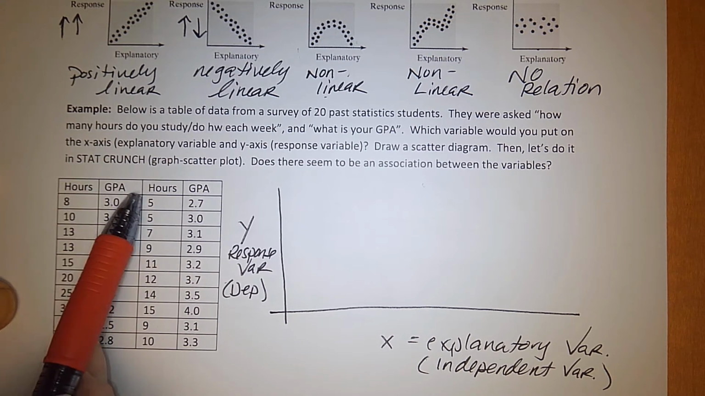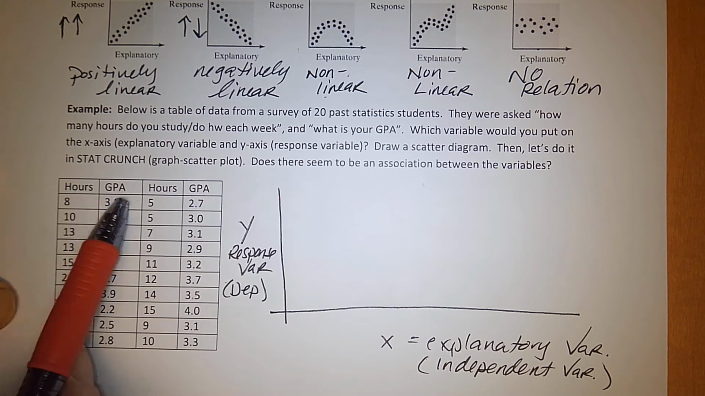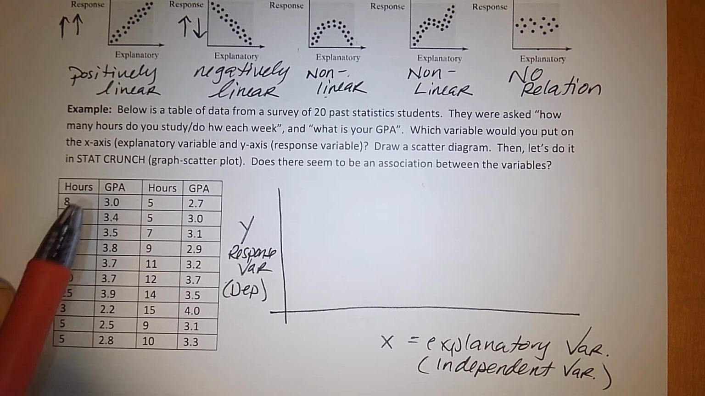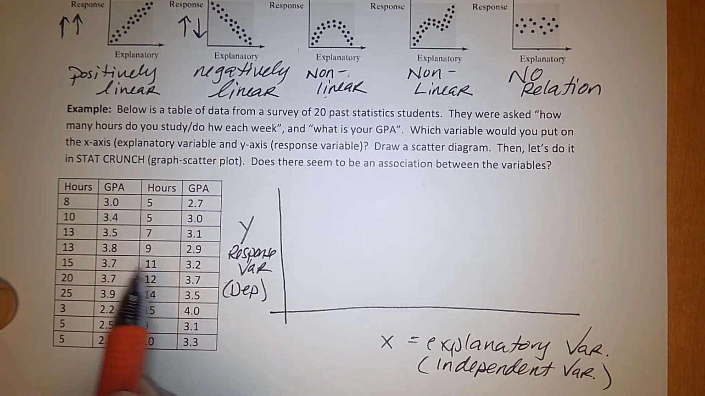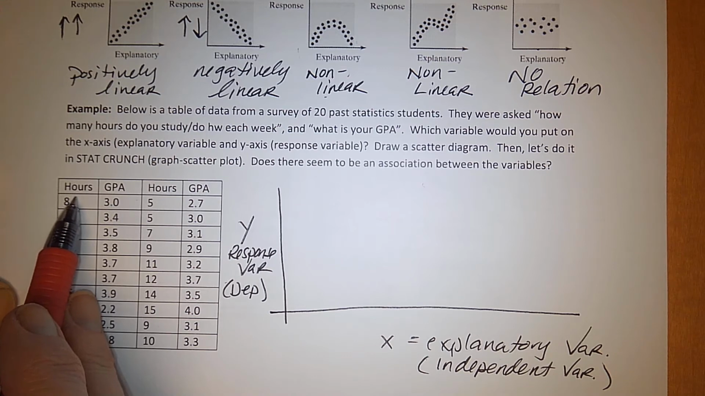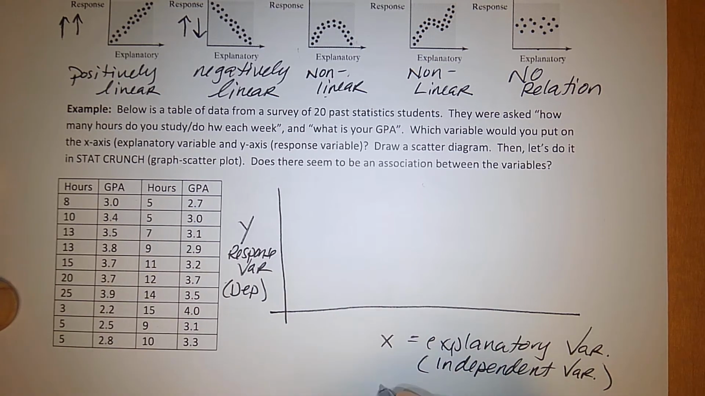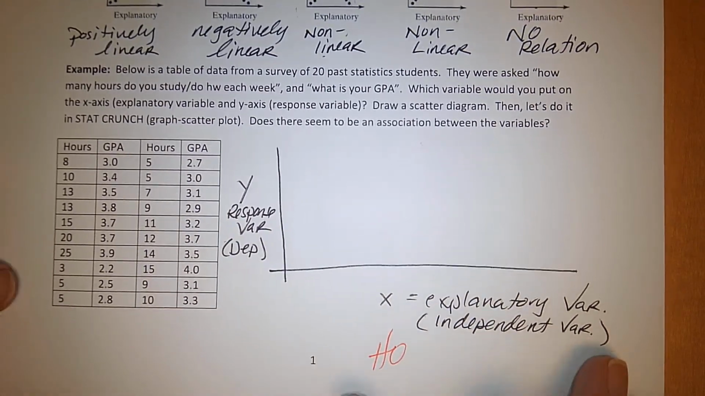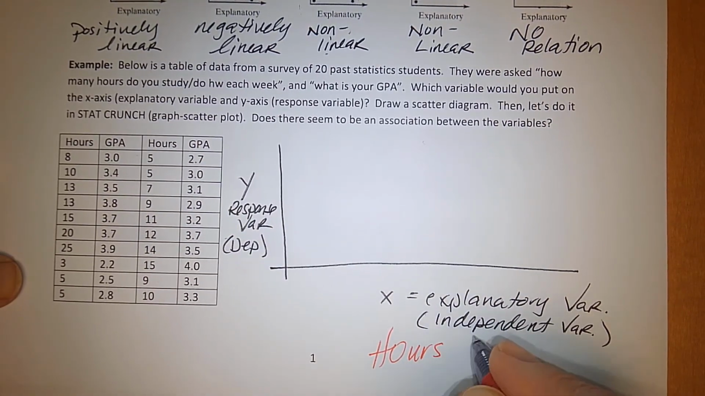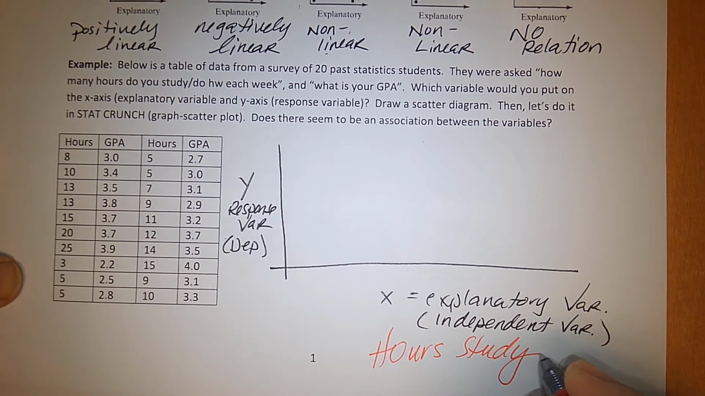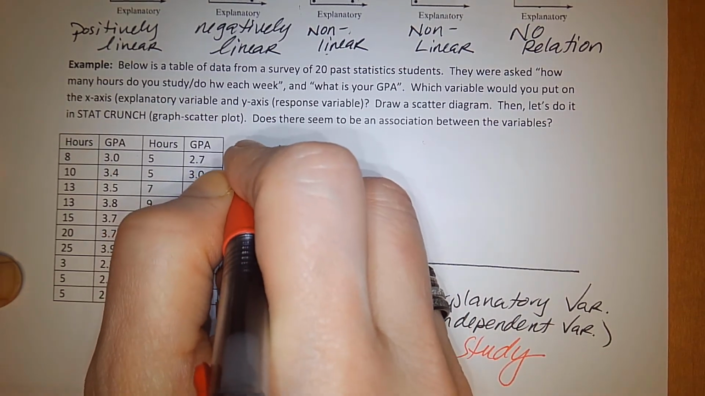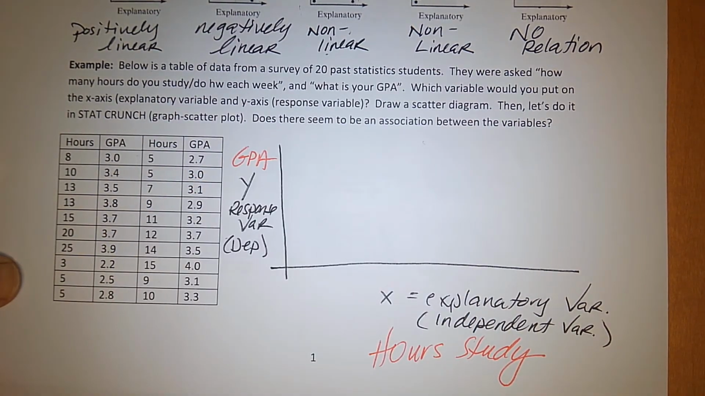So which of these two do you think is the explanatory versus the response? Well, if you said the number of hours you study is the explanatory, you'd be correct. So we're going to put hours studying down here, and then GPA will be the response.